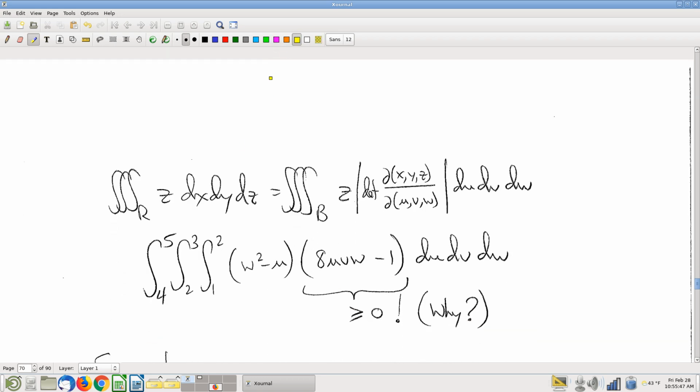Our dx dy dz is the stretching factor times du dv dw. Everything else is plugging in details. Okay, so I'm just going to let y'all read the rest of that. There are some examples in the book. The ideas are really all the same.